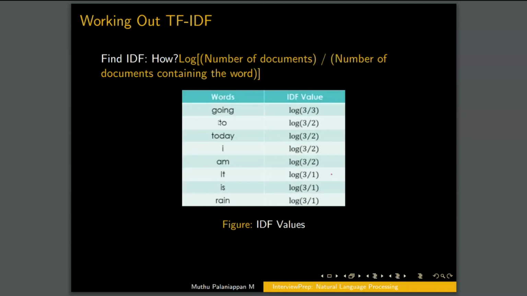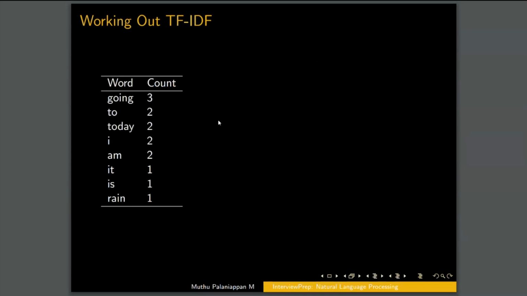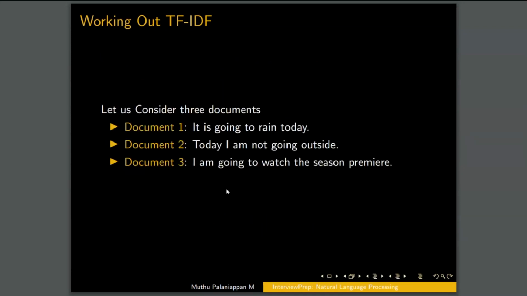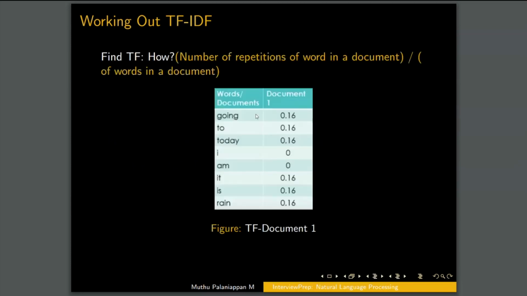Perfect. So in this case, the first word is going. Coming back to going, your numerator is going to be log of 3. Why 3? The number of documents present in your corpus is 3. So 3 divided by how many documents in your corpus contain the word going. The first document contains going, yes, it's 1. The second document contains going, yes. Another document contains the word going, yes. So it's going to be 3, because all 3 documents have the word going. So it's going to be log of 3 by 3.